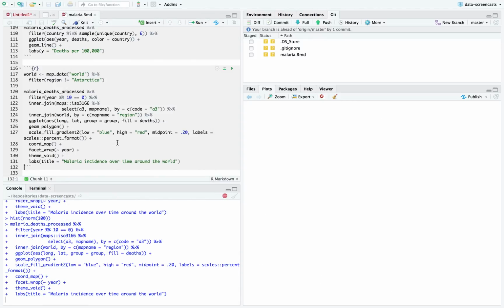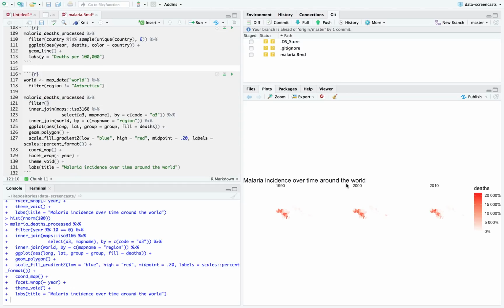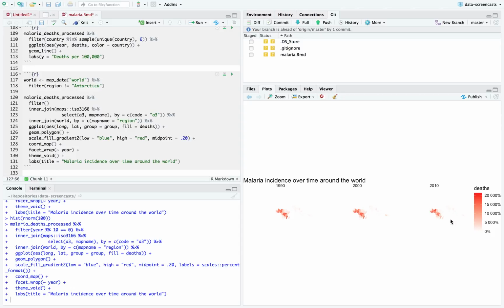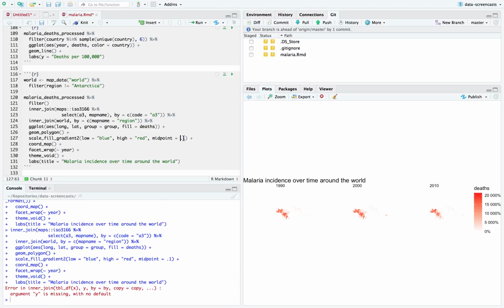Okay. Fingers crossed. Okay, that's not helpful. Oh, there it is. I'm getting these faceted graphs. All right. Oh, and I shouldn't have put it on a percent format. So right there, I'd be getting 3 points here. And it's very hard to see the change over time. Okay. I set the midpoint too low. The midpoint looks like it's going to be 100 deaths out of 100,000.